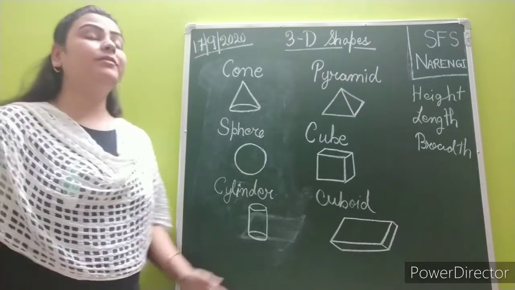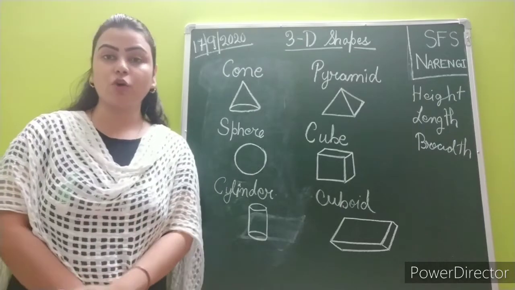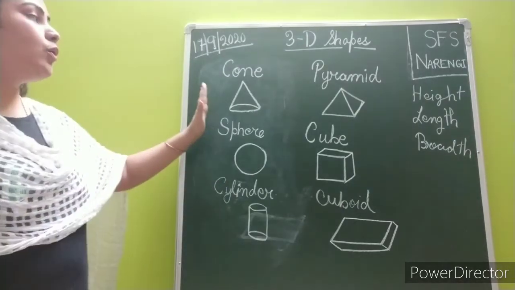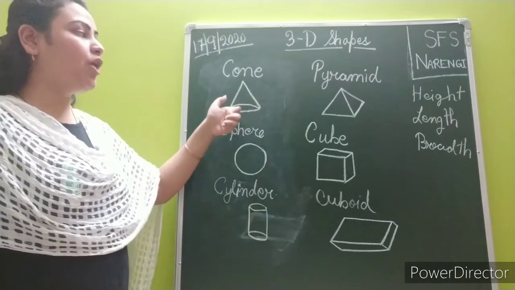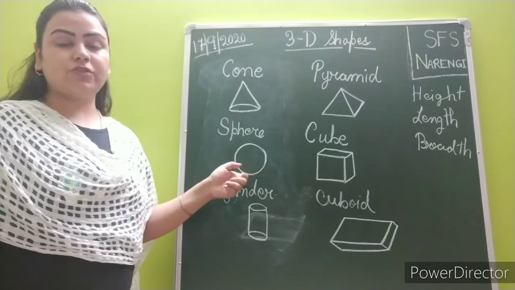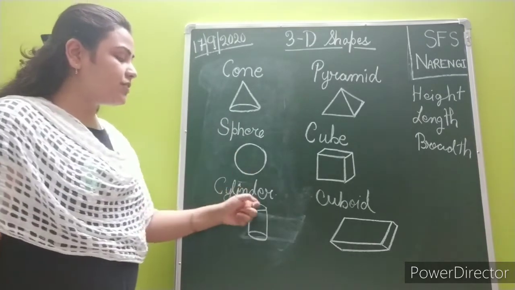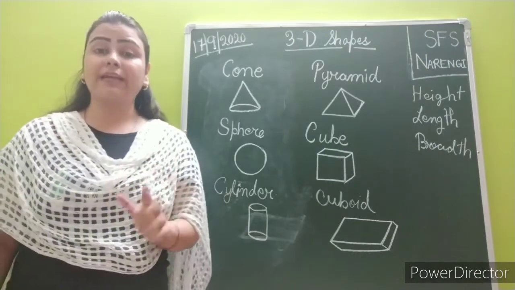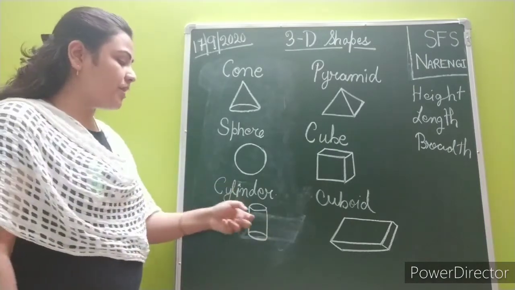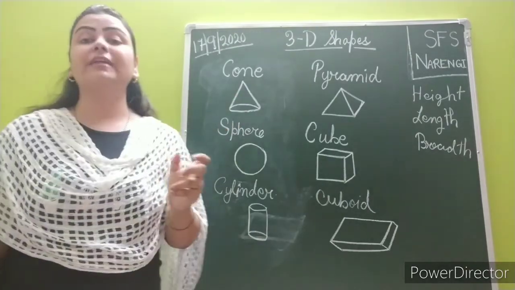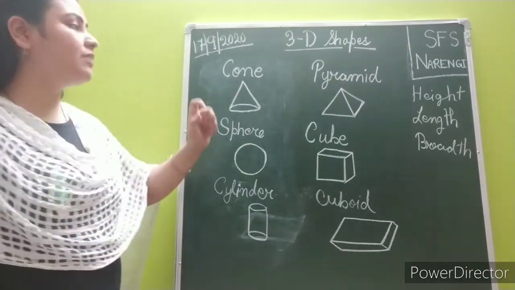So I hope the 3D shapes are very, very clear to all of you. The cone has a triangle along with a sphere. The sphere is the 3D shape of a circle. Cylinder is a combination of rectangle and spheres. Cone is a combination of, no, sorry, triangle and sphere.